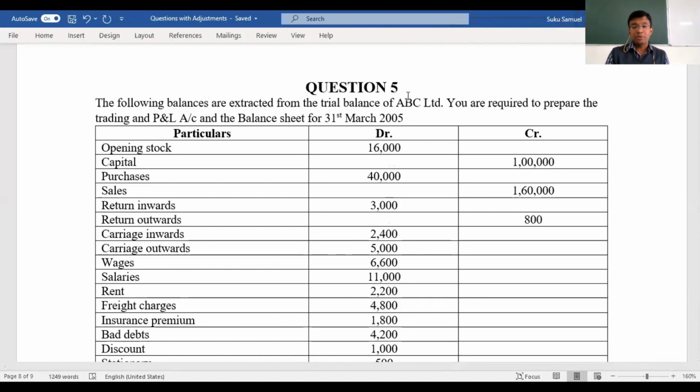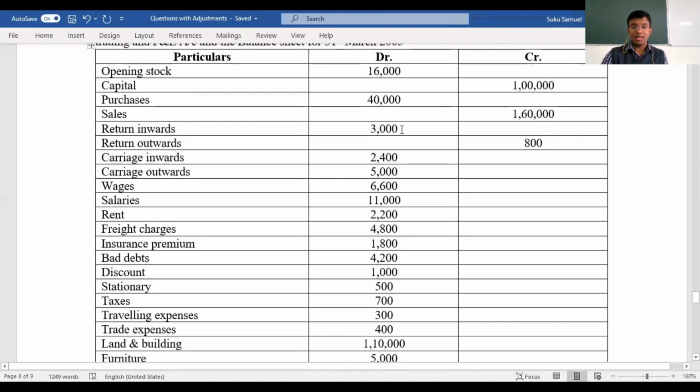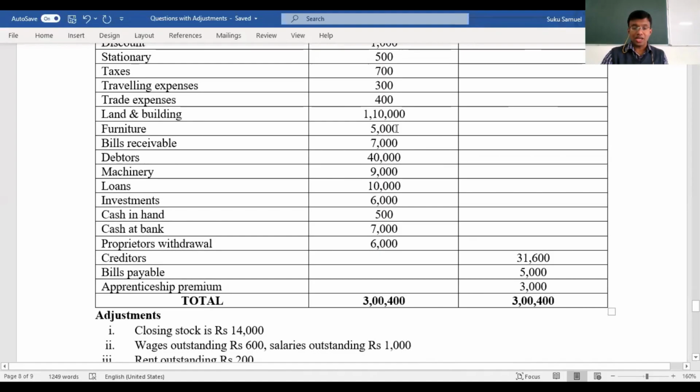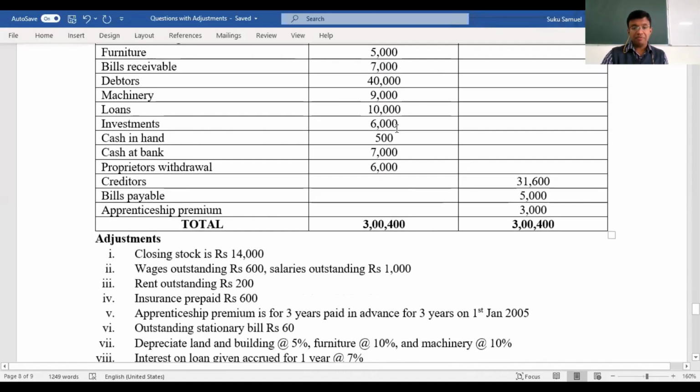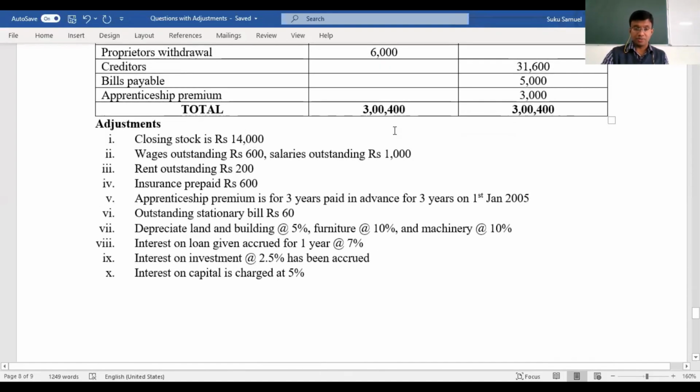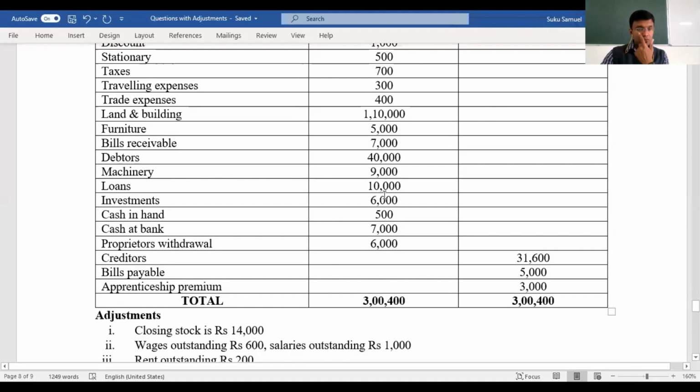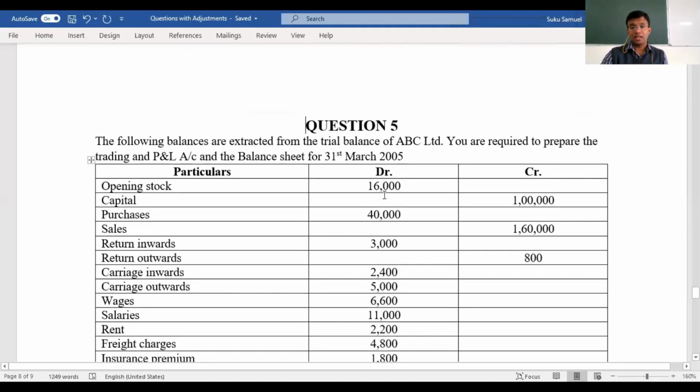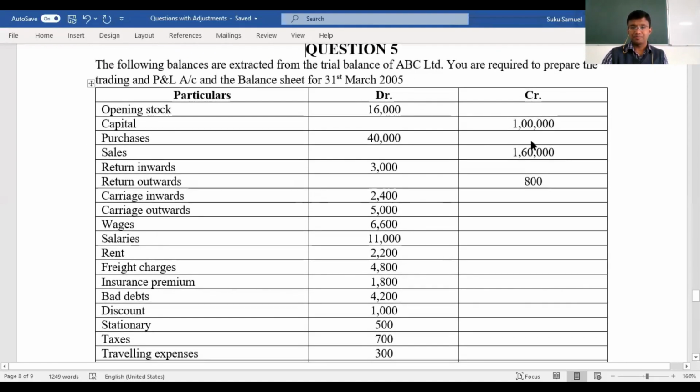You are required to prepare the trading, profit and loss account and balance sheet for 31st March 2005. They've given you the trial balance, which is quite big, and they've also given you some adjustments. So this is the question that we have to prepare for. Now, let's start preparing the final accounts for this particular question.